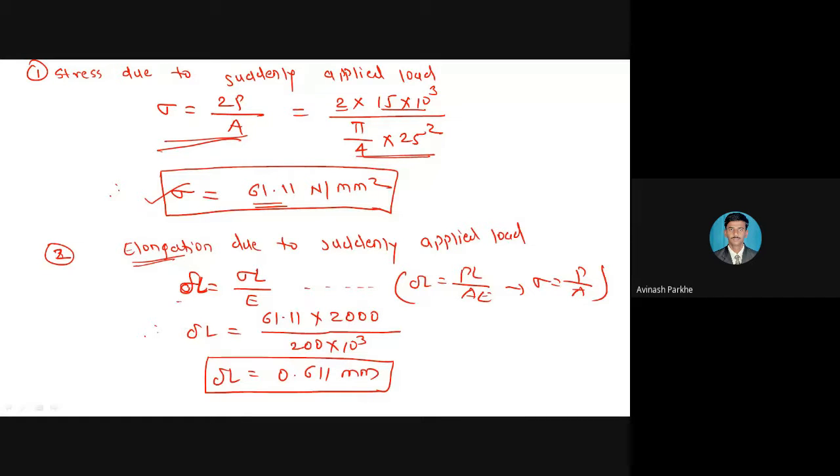The elongation is the same for all three conditions. What will be the formula? That is delta L is equal to sigma into L divided by E. The sigma we have just calculated for the suddenly applied condition. Length is given, Young's modulus is given. By putting in all the values, the total deformation is equal to 0.611 mm. So this is the sample problem we discussed in the last lecture, which is related to the suddenly applied load.